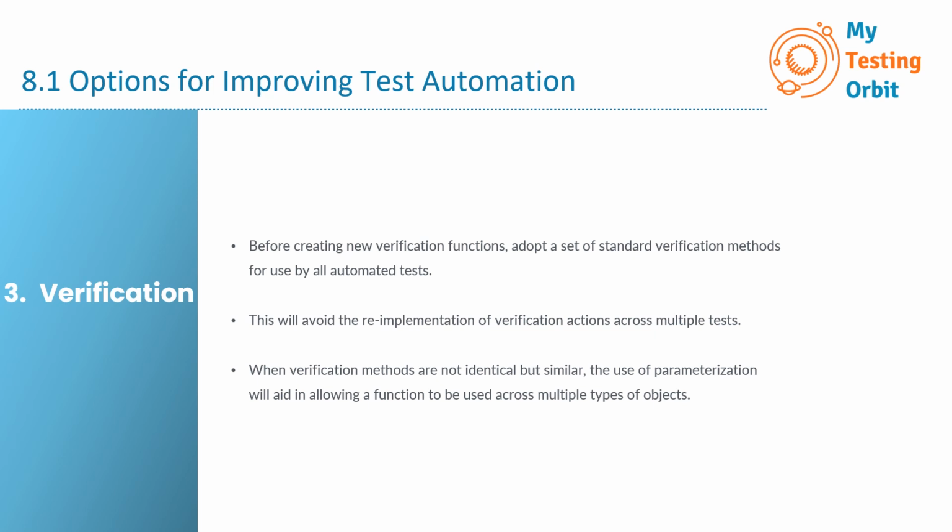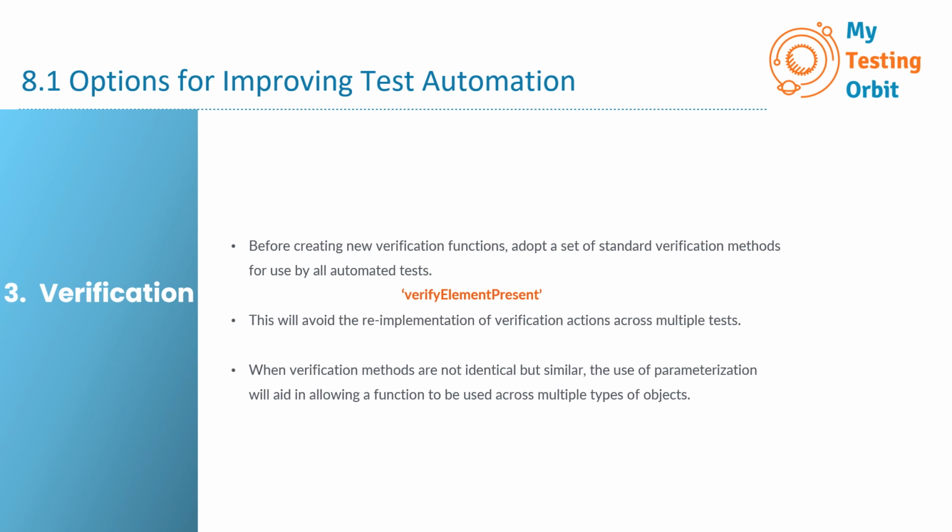To understand this, let's take an example of a web application where you need to verify the presence of certain elements on the page, for example buttons on different pages. You define a standard verification method such as verify element present. Here you are using the concept of parameterization to create a reusable variable function. This will make verification actions consistent across tests and make the test suite easier to understand and maintain.